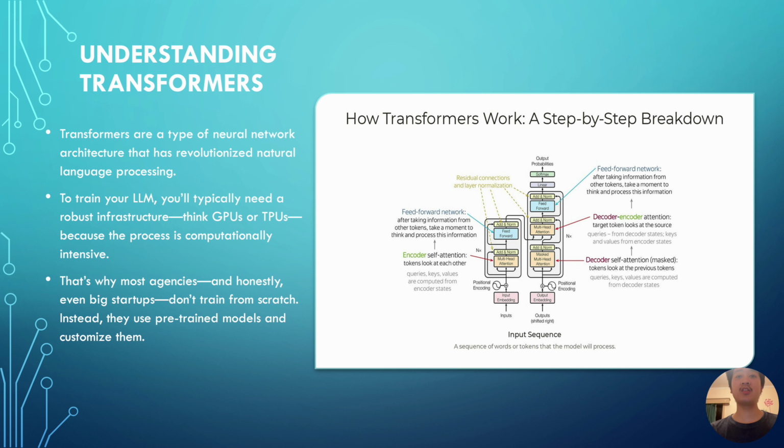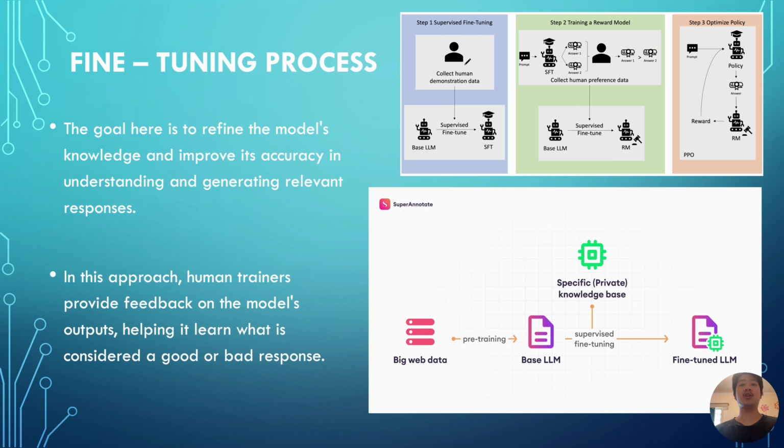But here's the truth. Training an LLM from zero is insanely expensive. You need terabytes of data, hundreds of GPUs, and millions of dollars. That's why most agencies, and honestly, even big startups, don't train from scratch. Instead, they use pre-trained models and customize them. That's where fine-tuning comes in. This step allows you to adapt the model to specific tasks, enhancing its performance in areas that matter to your target audience.